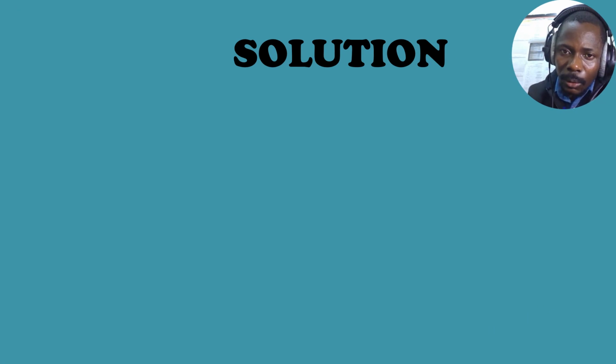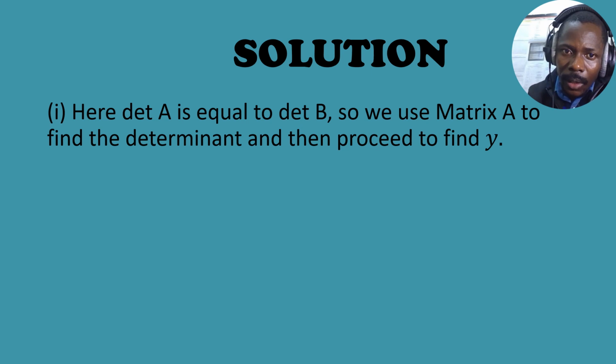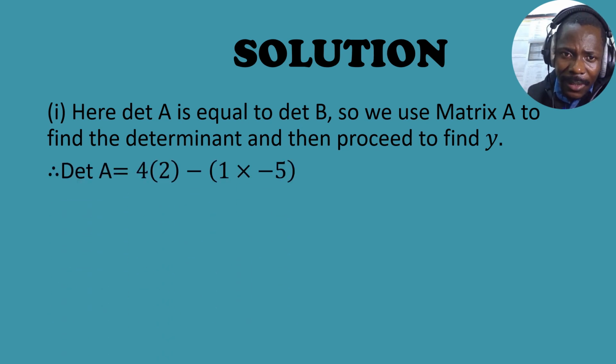Okay, here we are into the solution slide. So here, det A is equal to det B, as I've already alluded to. So we use matrix A to find the determinant and then proceed to find the value of y. I hope this is helping somebody to really connect things here. Therefore, the determinant formula is going to give us major diagonal elements minus minor diagonal elements. So 4 by 2, these are elements in the major diagonal for matrix A, and then minus 1 by negative 5, these are elements in the minor diagonal for matrix A.